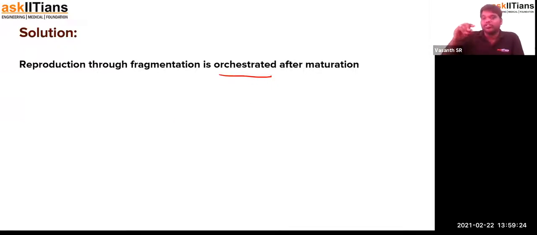Reproduction by fragmentation is properly planned after maturation. But in the case of regeneration, it is not the case. It is random in nature. So that's the important difference between fragmentation and regeneration.